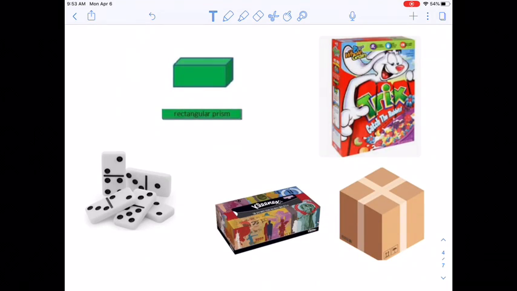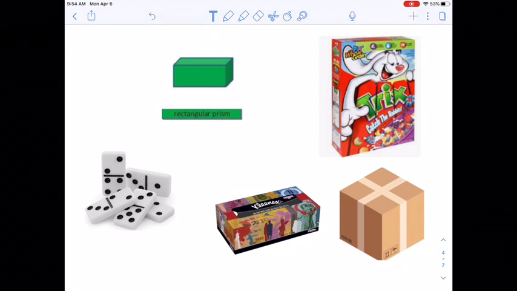Let's look at a rectangular prism. These are all different sizes. They're all different colors. Some of them are very small, like a domino, and that box could be very big depending on what's inside it. The box and the Kleenex box don't look exactly the same, but they're still rectangular prisms. What makes them rectangular prisms? Well, they have 6 faces that are all rectangles. They have 12 edges. They all have 8 vertices. So they're all rectangular prisms.